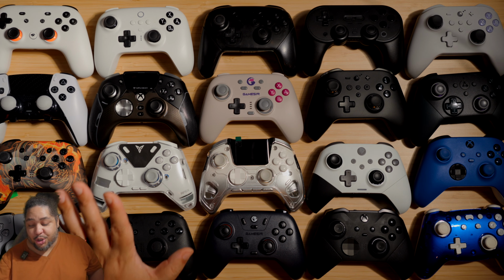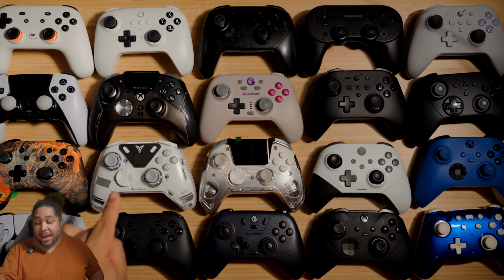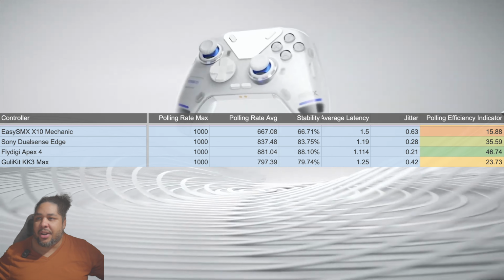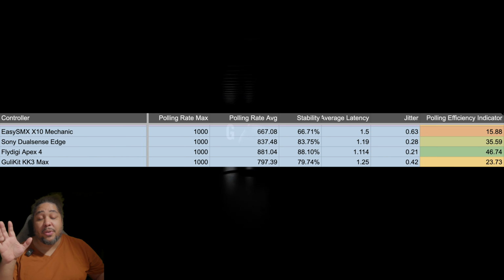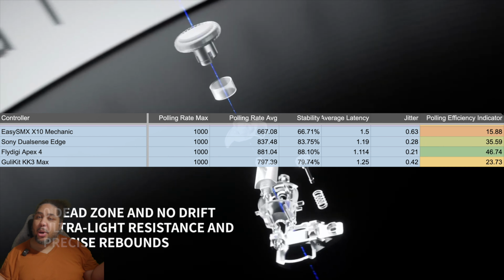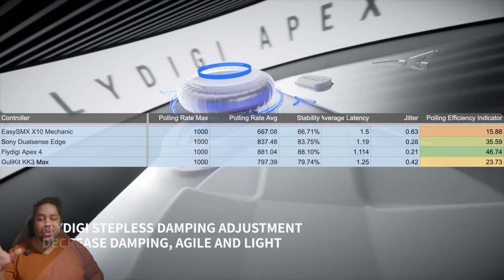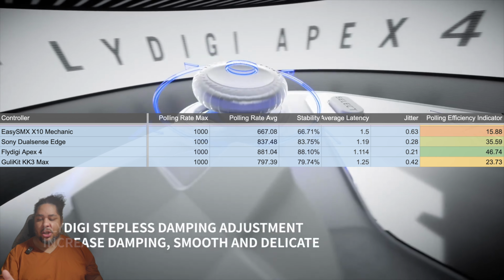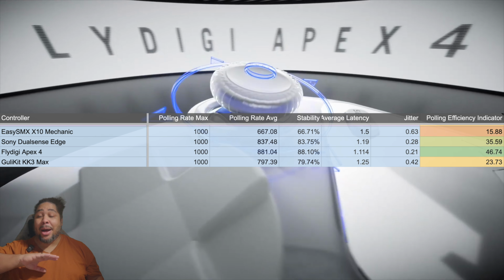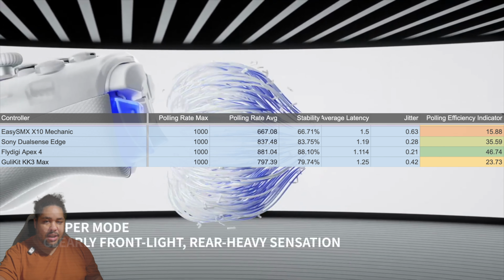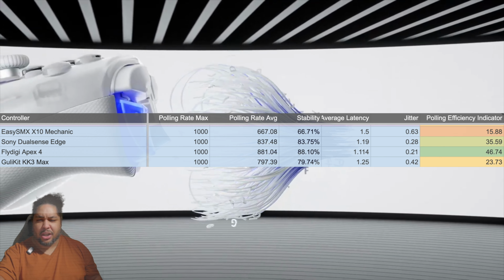And then last but not least, the champ, and the controller that I was excited to talk about. By the way, this is the next review coming out on the channel, the FlyDigi Apex 4. Chances are you might have already heard about it, but if you have not, please hold up for my review. That controller is bonkers. Absolutely bonkers. It is so feature rich, stupid good, best stability by far. Now, granted, I use a third-party software.